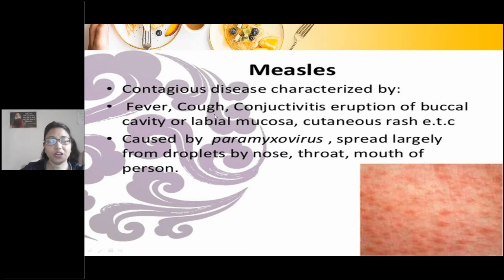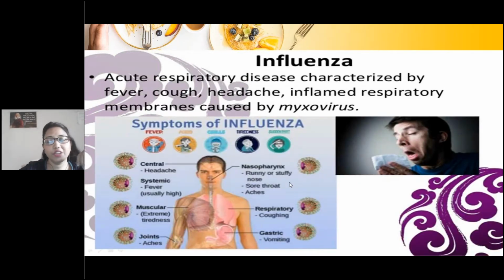There will be fever, cough, conjunctivitis, and eruption of the buccal cavity or labial mucosa, and it is caused by a paramyxovirus and spread by droplets. So influenza, even now it is important. Even if COVID or any other disease is present, influenza is present too. It is an acute respiratory disease spread by orthomyxoviruses.